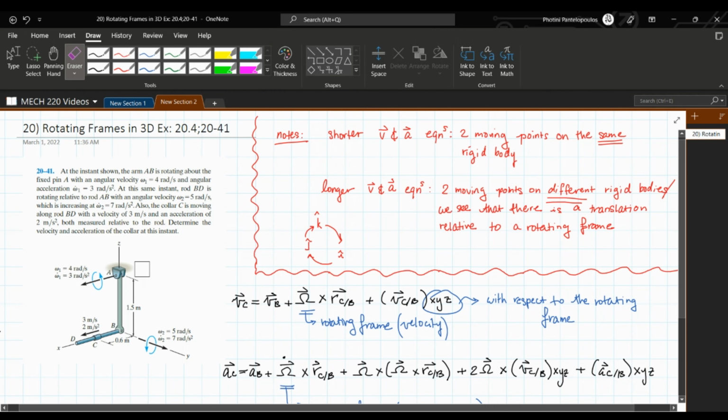Today we'll be covering section 20.4, rotating frames in 3D, and we'll be doing example 20-41. Let's go ahead and read the problem.